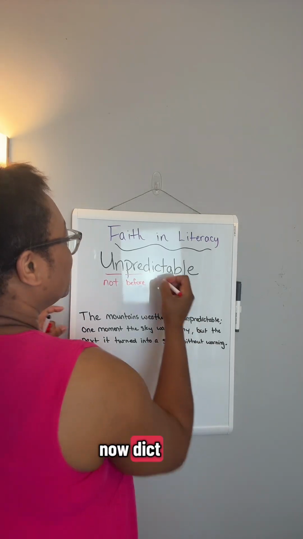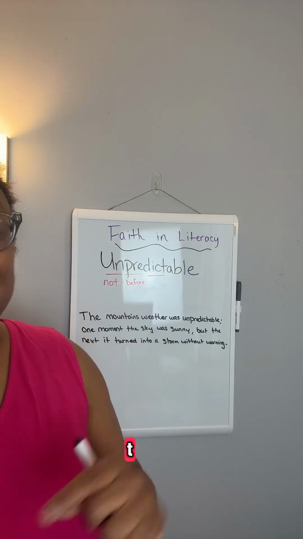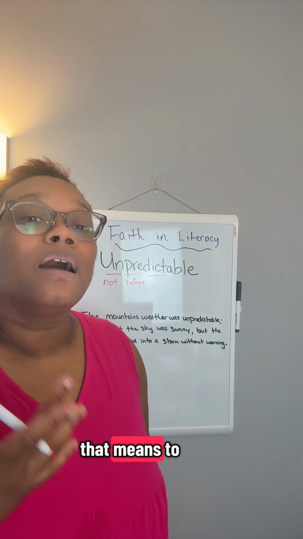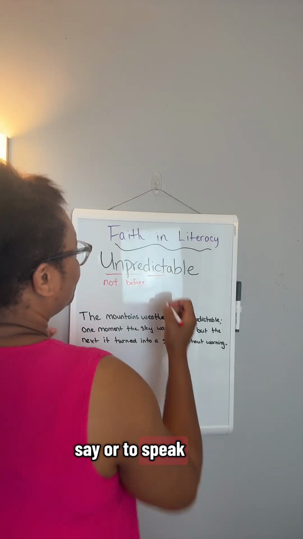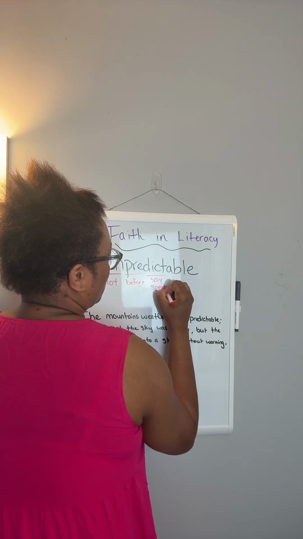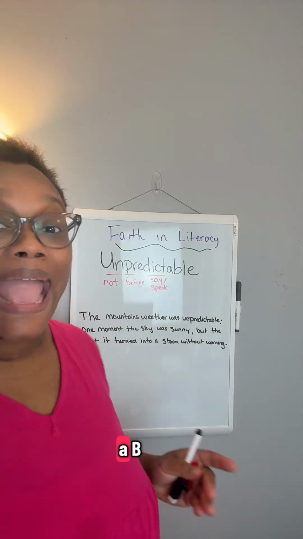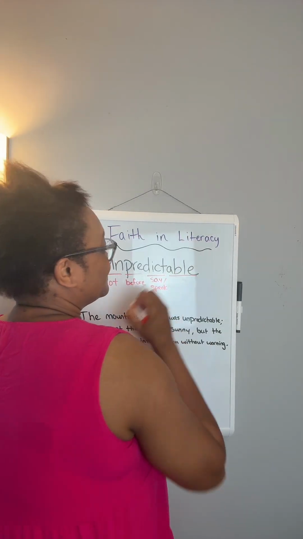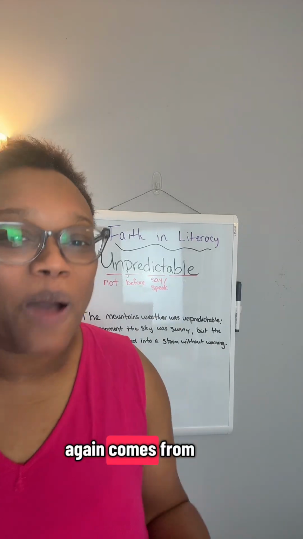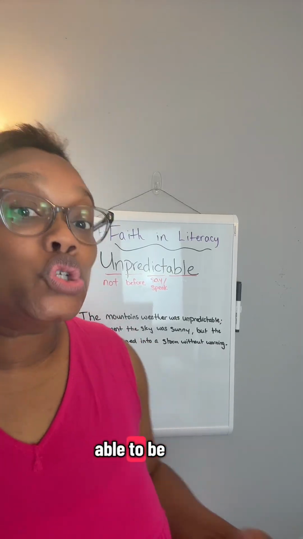Now, dict, D-I-C-T, again comes from Latin, and it is a root word that means to say or to speak. Now, able, A-B-L-E, is a suffix. Once again, comes from Latin, that means capable of or able to be.